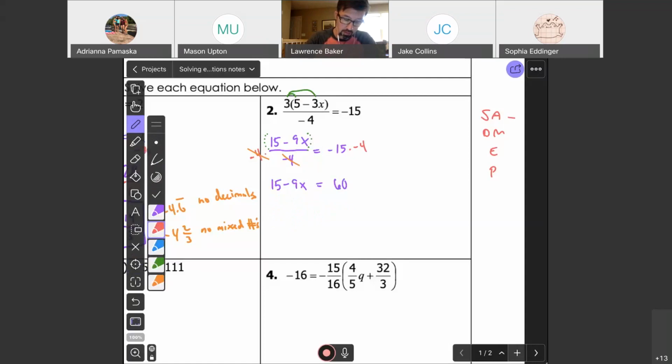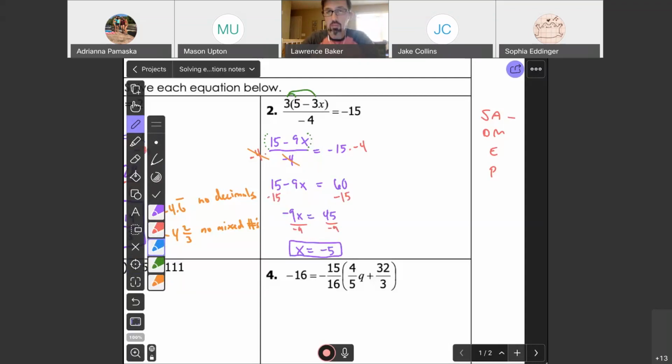I'm going to get rid of the 15. Make sure you bring the negative with the 9. And 60 minus 15 is 45. Then go through and divide by negative 9. So then x would equal negative 5. So that'd be our solution.